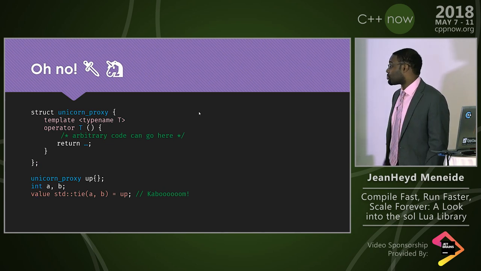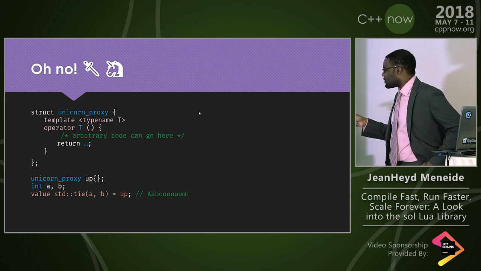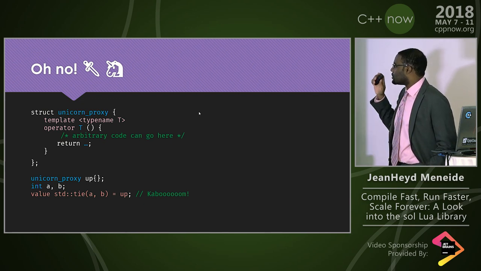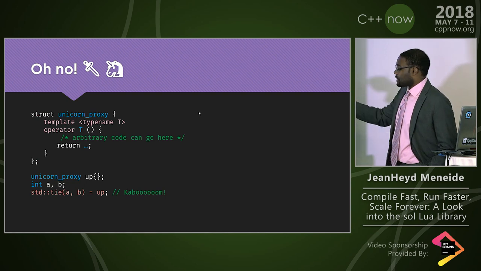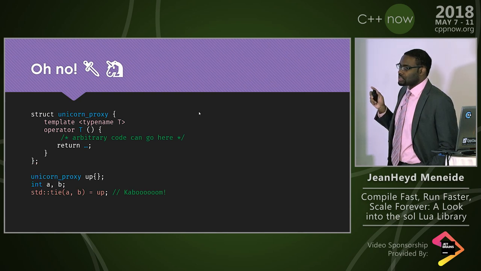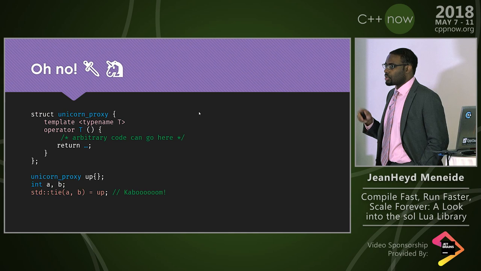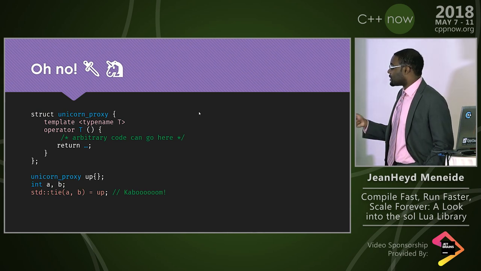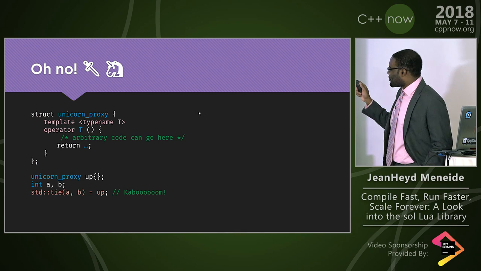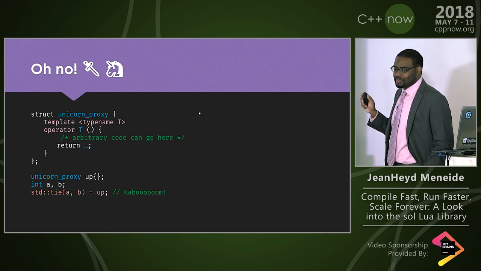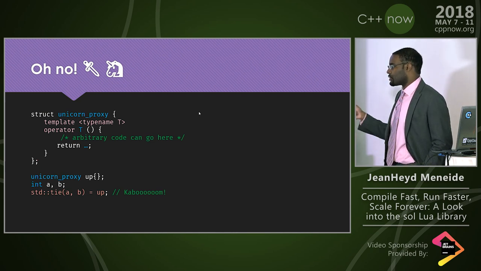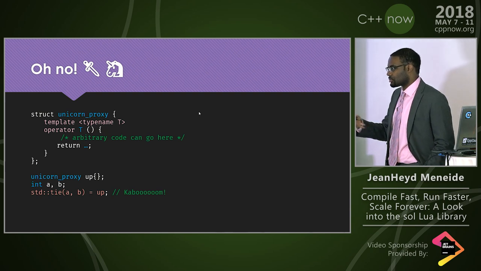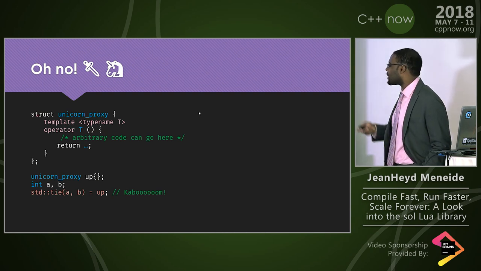Yes, structured bindings also have the same problem, and it drives me up the wall, and I can't fix it because the language literally doesn't let me fix it. So you have to write your own tie and your own get, which you then default to the standard tuple one, so you don't waste implementation time re-implementing all that. But yeah, this explodes horribly.